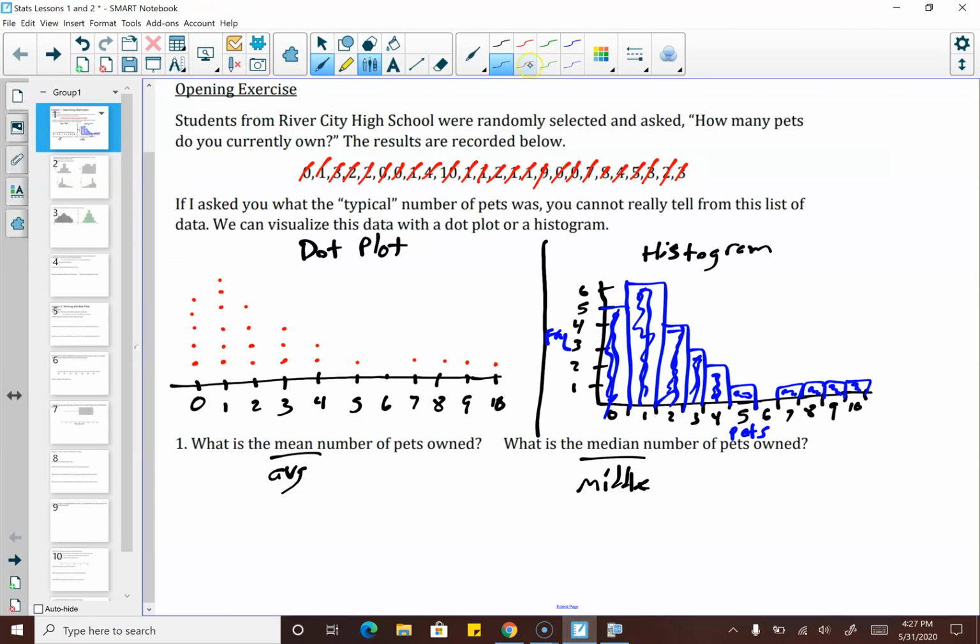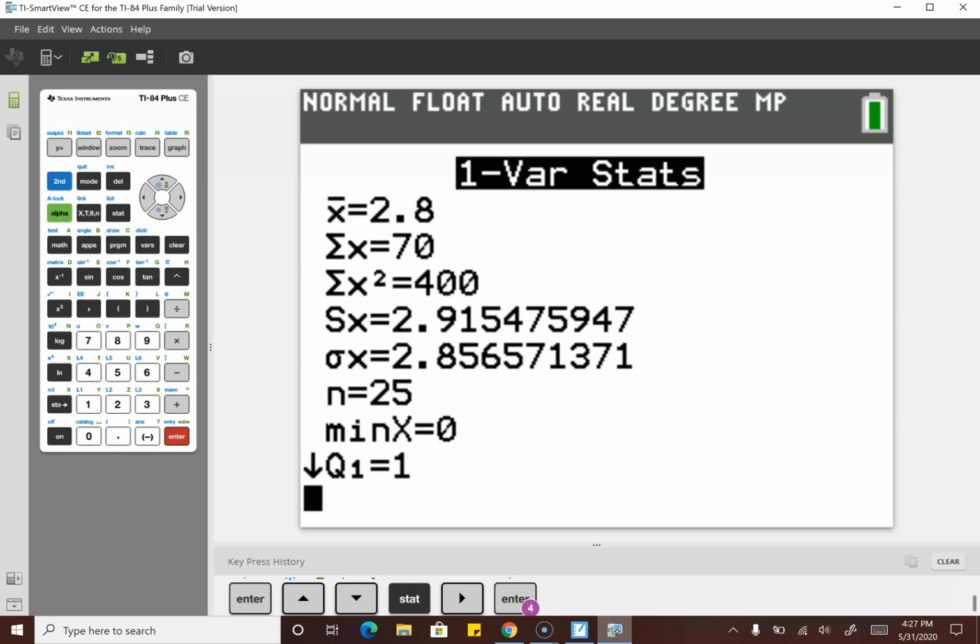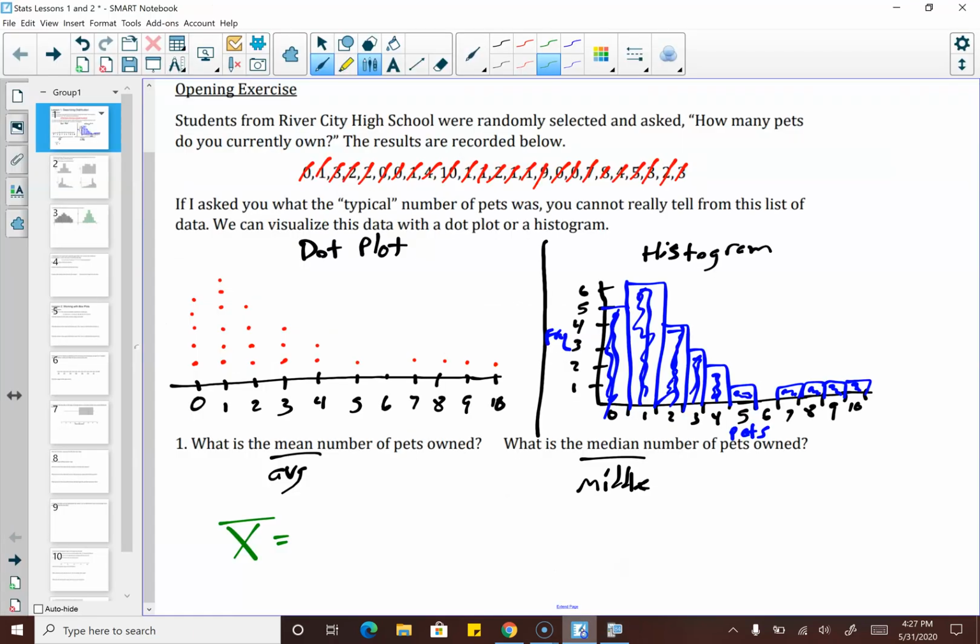So your average, the symbol for it in your calculator is an x with a line over it. If we go back to our calculator here, that's the very first one. Our calculator says the average, or the mean, of this list. So on average, the people on this list have 2.8 pets. Now I get it, you can't have 0.8 of a pet, but that's not the big deal for right now.